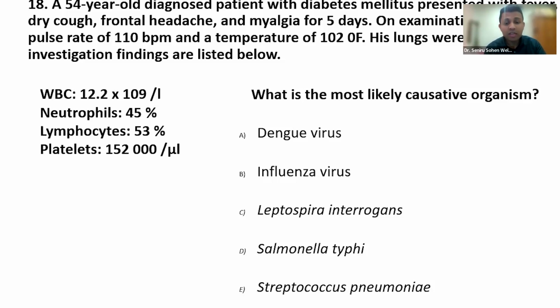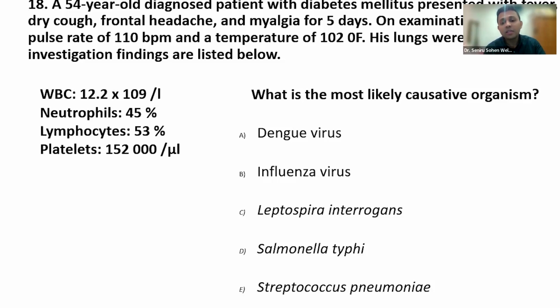Salmonella typhi, again, will be more neutrophilic in origin, and you can have leukopenia also in patients with it. You can have low WBC or high WBC, but it will predominantly be neutrophilic, and you don't expect patients with typhoid to develop cough and this much myalgia.